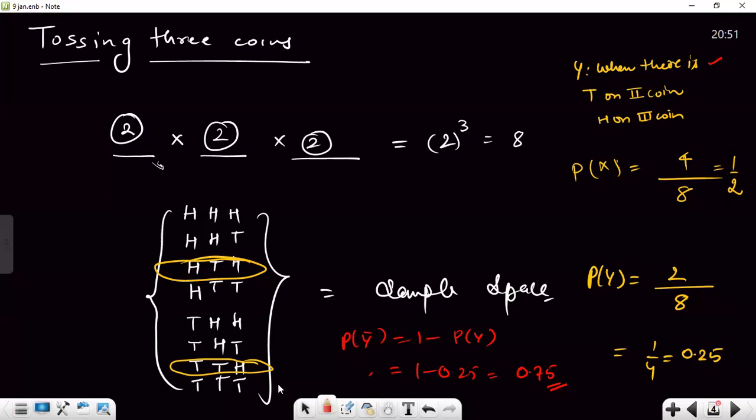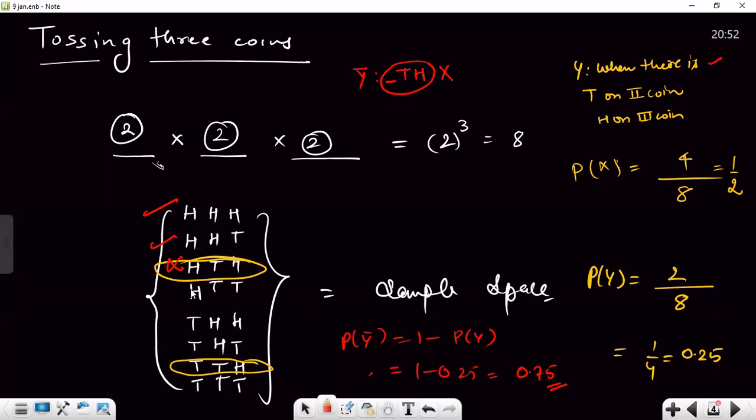Let's cross check. Y-not is an event when tails is not there on the second coin, we don't care about the first, and heads is not there on the third coin. We have to make sure that this is not the condition. Okay, this is not the condition here. This is not the condition here. And yes, this is the condition, so we are not going to consider this for our case right now.